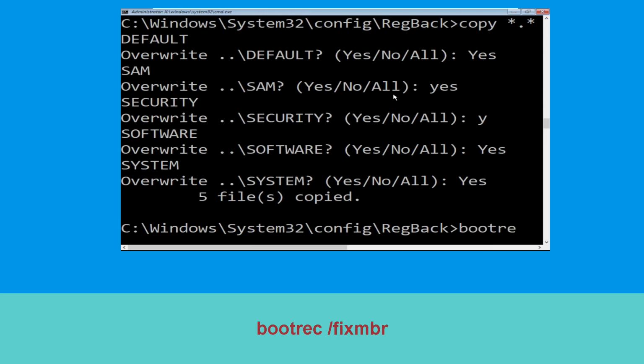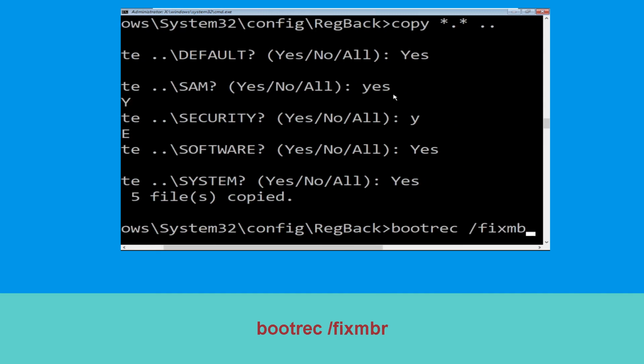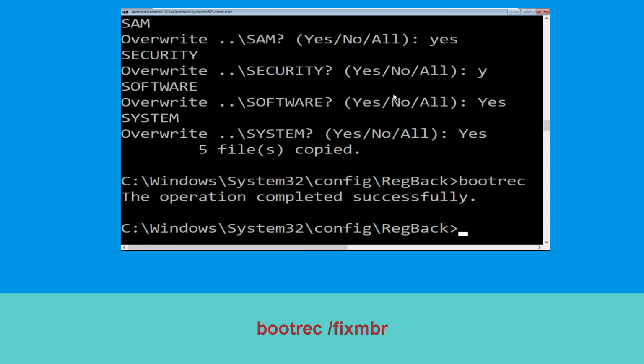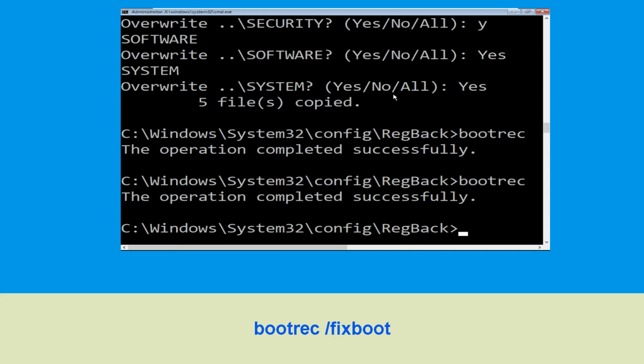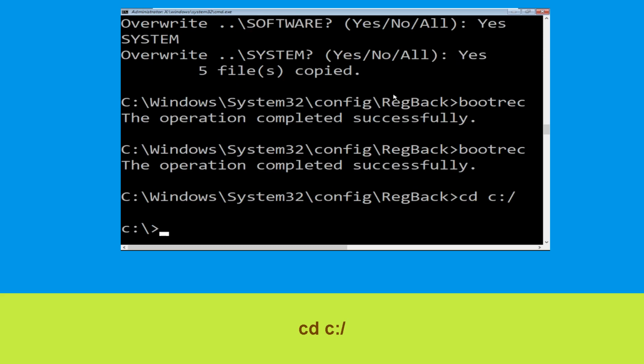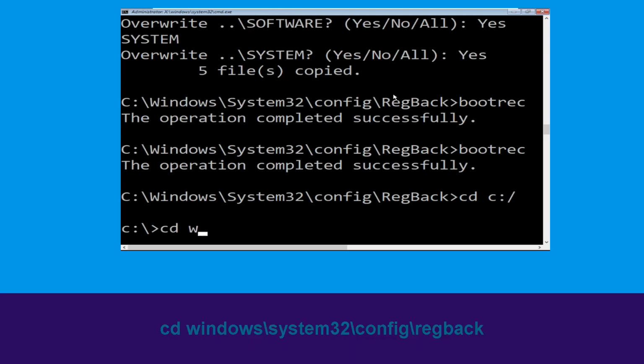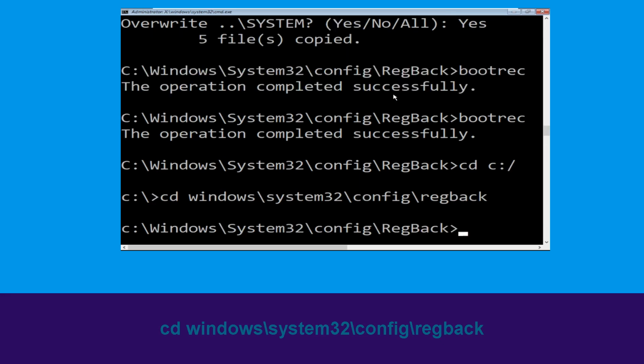Now type bootrec space /fixmbr and hit enter to execute the command. Now type in bootrec space /fixboot and simply hit enter to execute the command. Now execute this command cd space c colon /. Now type this command cd space windows /system32 /config /regback and simply hit enter to execute the command.